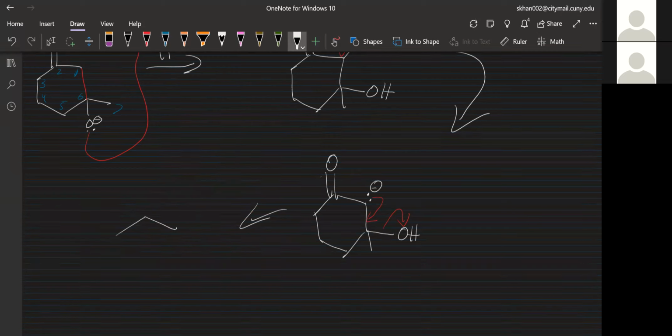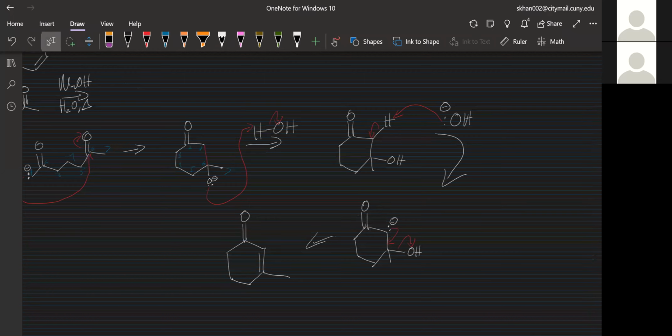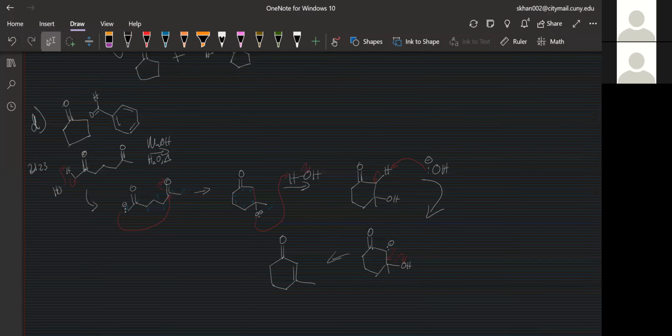So your final product looks like this. And the methyl group sticking out. Okay, so that's an example of an intramolecular aldol addition, in case you get something like that.